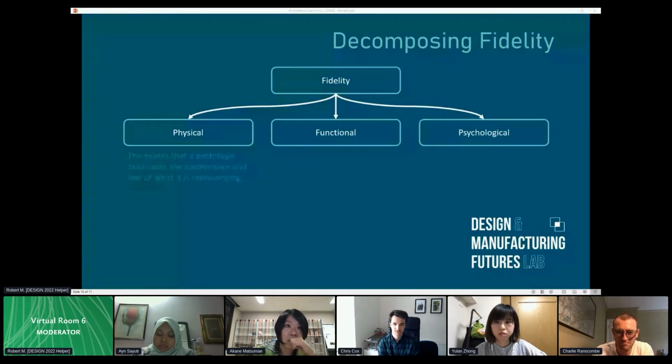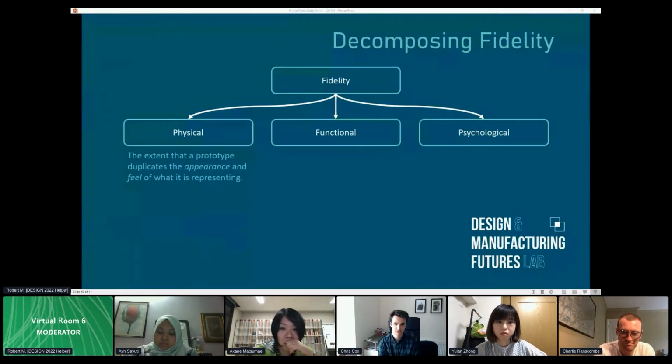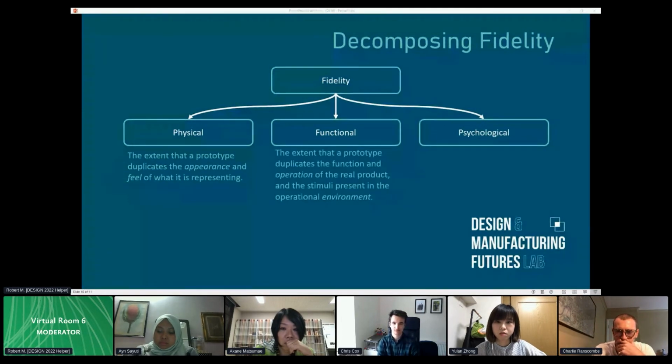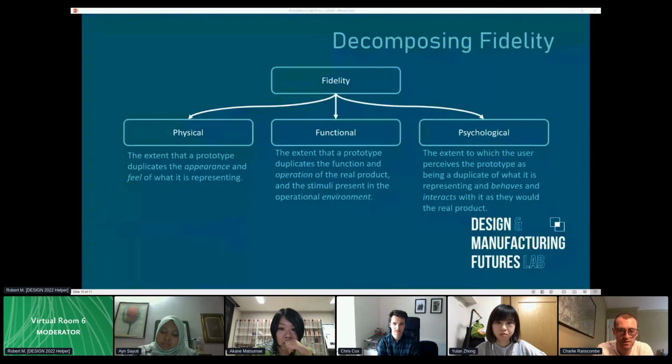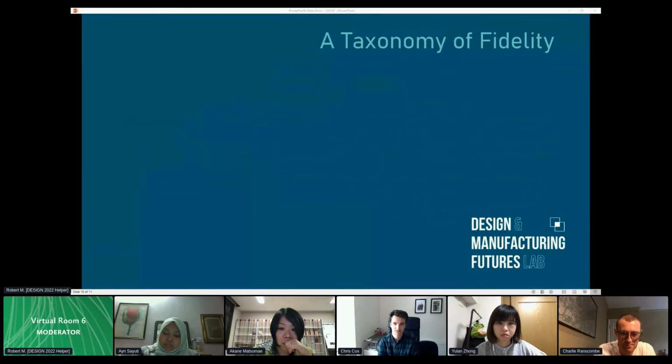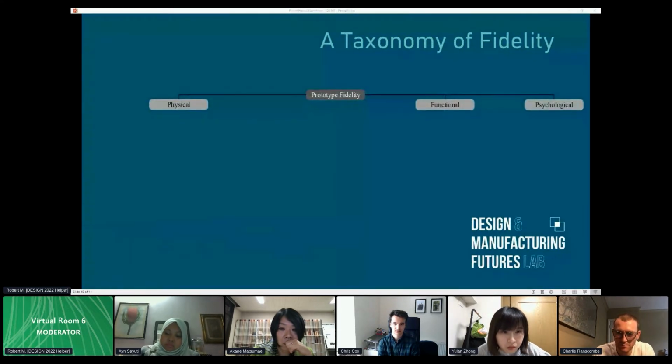The physical dimension is defined as the extent to which a prototype duplicates the appearance and feel of the object it is representing. The functional dimension covers the extent to which a prototype responds to user inputs, operates, and duplicates stimuli present in the operational environment of the prototype in the same way as the object it is representing. The psychological dimension is slightly more abstract and is defined as the extent to which the user perceives the prototype to be an exact duplicate of what it is representing, and therefore behaves and interacts with it as they would the real product.